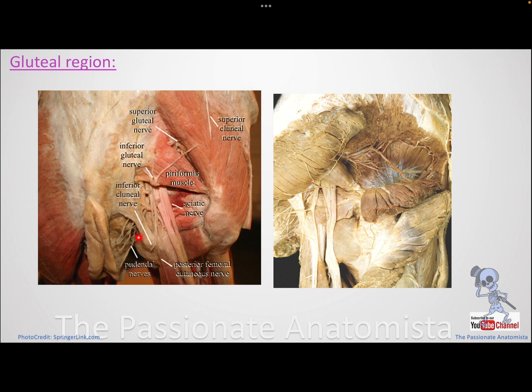The last thing is the PIN. Luckily, we have here the pudendal nerve. And if you see a vessel, it's going to be the internal pudendal vessel. And then also the nerve to obturator internus is very deep. You cannot see it from here. All right, so this is the S, SPIN, PIN.